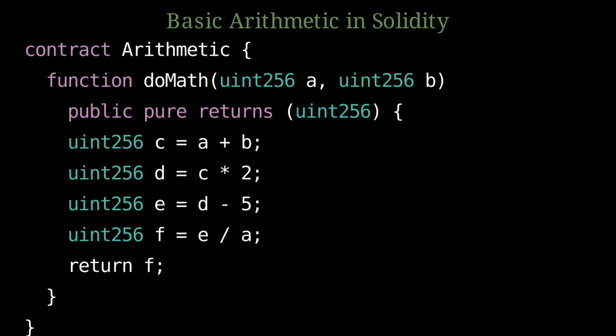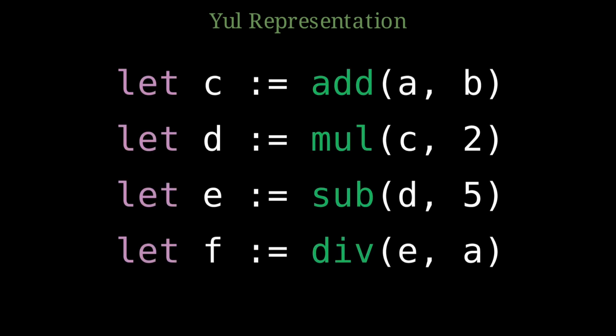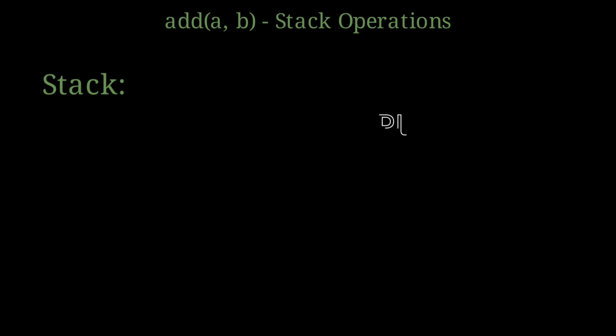When Solidity code is compiled, it gets converted into an intermediate language called Yul, before becoming bytecode if optimization is enabled. Here's what our arithmetic function looks like in Yul. Notice how each operation is explicit. We use add for addition, mul for multiplication, sub for subtraction, and div for division. These Yul operations map almost directly to EVM opcodes. Let's demonstrate how the various math operations are going to be executed in the EVM using their specific opcodes in Yul. Let's start with the add operation.